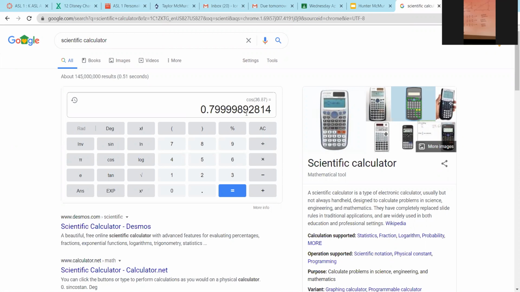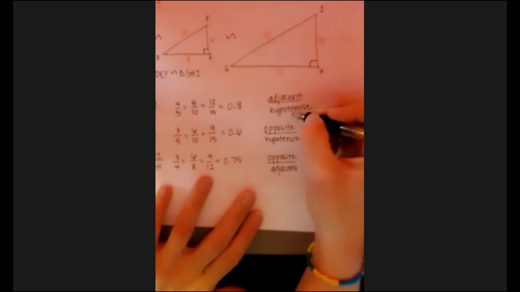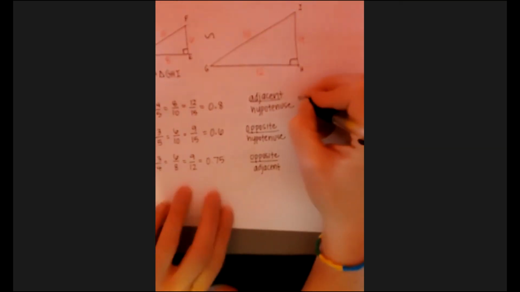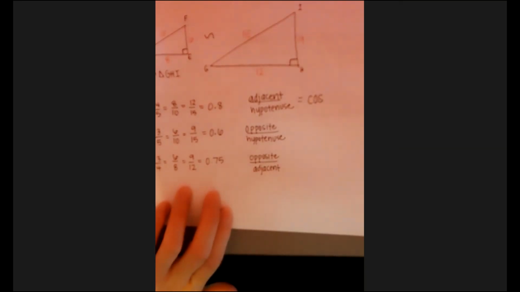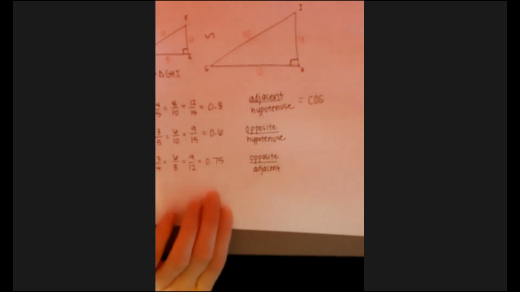So what I am suggesting now is that this 0.8 and this ratio of adjacent over hypotenuse, this is a new function called the cosine function. We usually abbreviate it with just COS because that's what it has in your calculator as well.